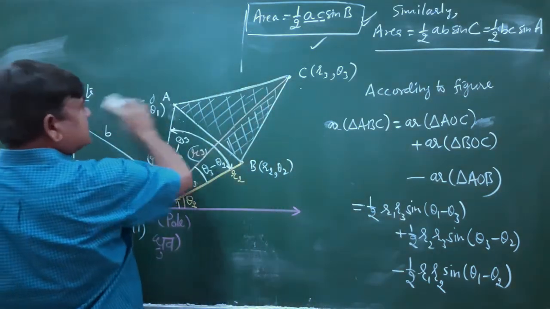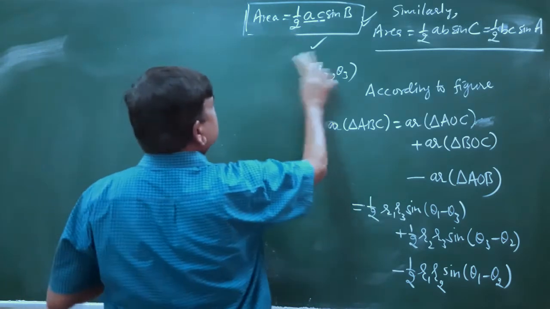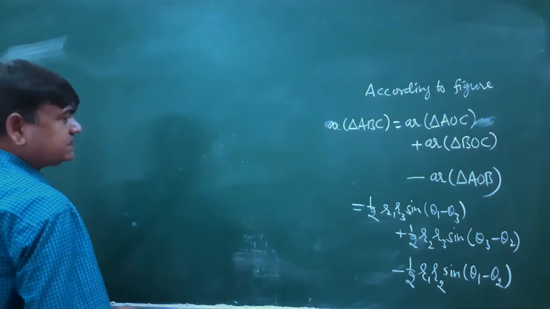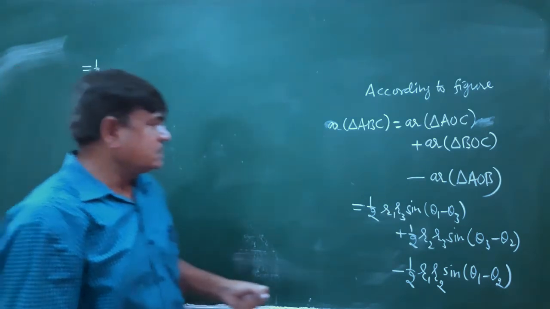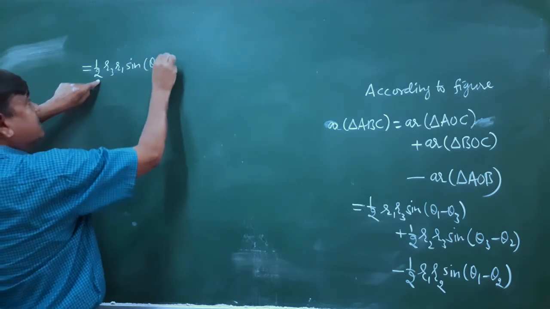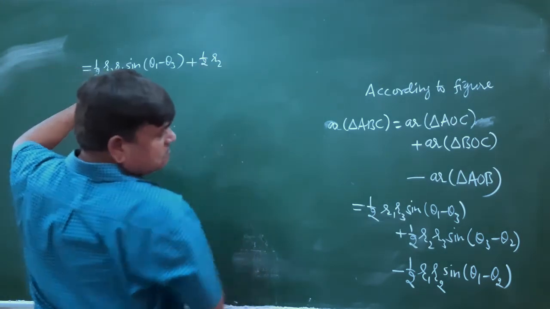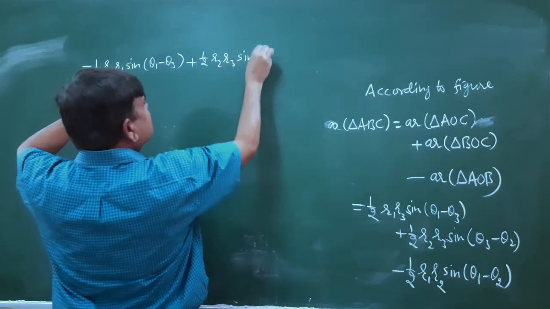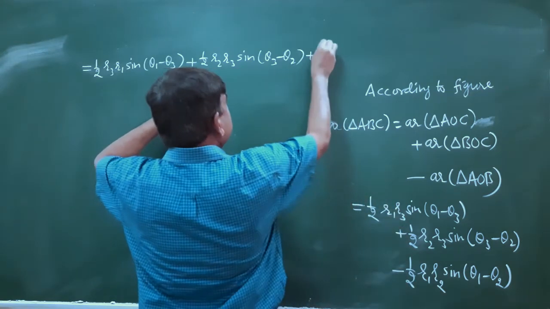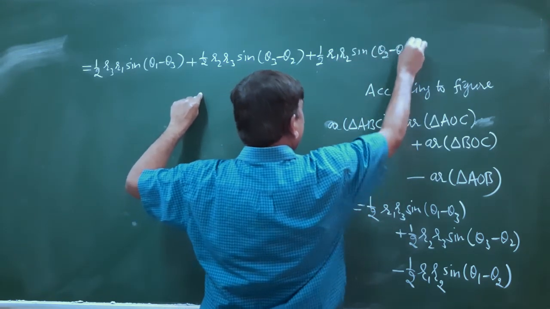Now we simplify this. See, 1 by 2 is common. R3 R1 sine theta 1 minus theta 3 plus 1 by 2 R2 R3 sine theta 3 minus theta 2. Now I interchange these two, so this minus and the other minus will be plus. Plus 1 by 2 R1 R2 sine theta 2 minus theta 1.